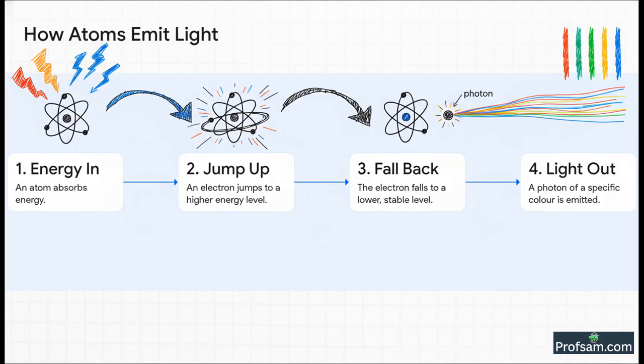So what happens next? Step 3, fall back. Almost instantly, the electron falls back down to a lower, more stable energy level. And this is the most crucial step. Step 4, light out. As the electron falls, that extra energy it had has to be released, and it's released in the form of a tiny packet of light we call a photon. And that photon, that is the line of light we see.